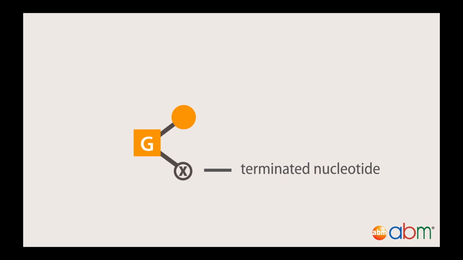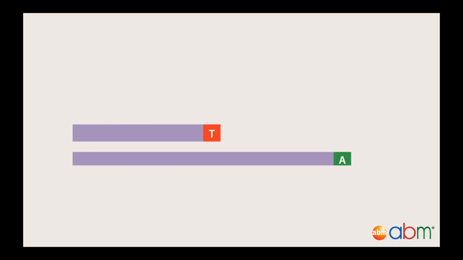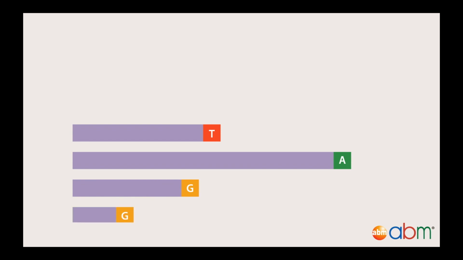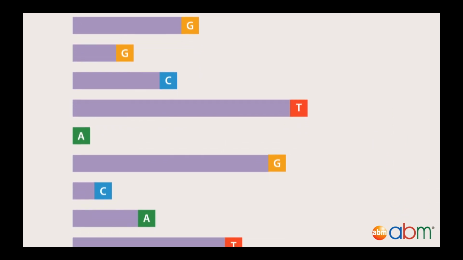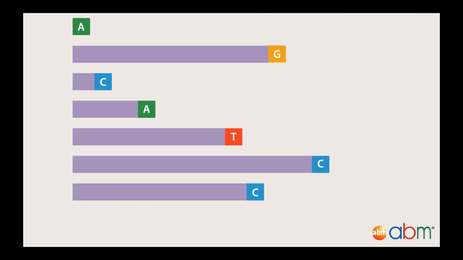in the DNA molecule. And 2, each dideoxynucleotide has a unique fluorescent dye attached to it, allowing for automatic detection of the DNA sequence. As a result, many copies of different length DNA fragments are generated in each reaction, terminated at all of the nucleotide positions of the template molecule by one of the dideoxynucleotides.